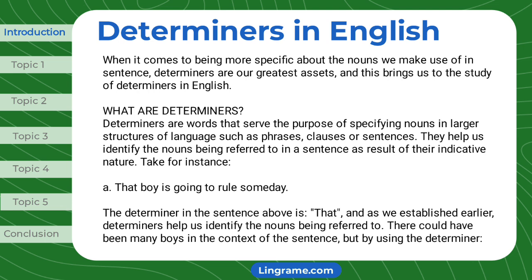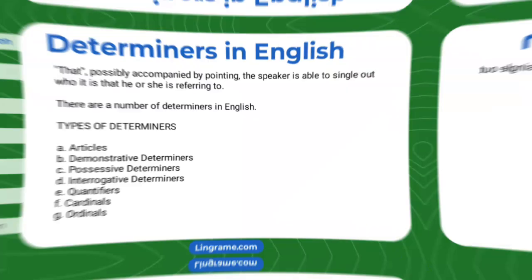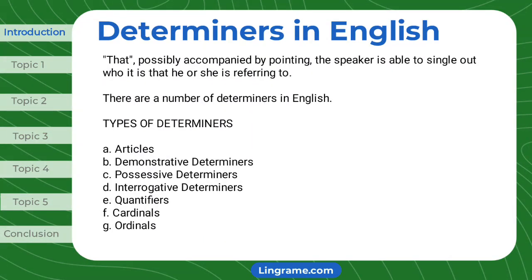The determiner in the sentence above is that, and as we established earlier, determiners help us identify the nouns being referred to. There could have been many boys in the context of the sentence, but by using the determiner, that, possibly accompanied by pointing, the speaker is able to single out who it is that he or she is referring to. There are a number of determiners in English. Types of determiners: articles, demonstrative determiners, possessive determiners, interrogative determiners, quantifiers, cardinals, and ordinals.